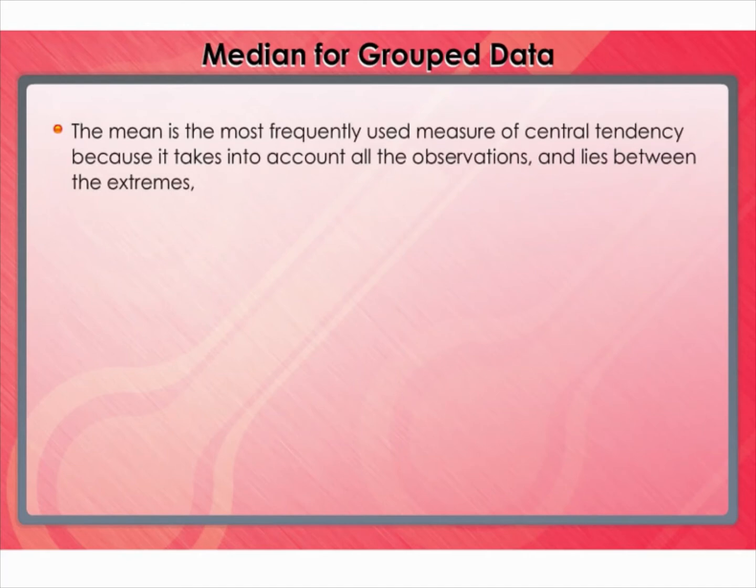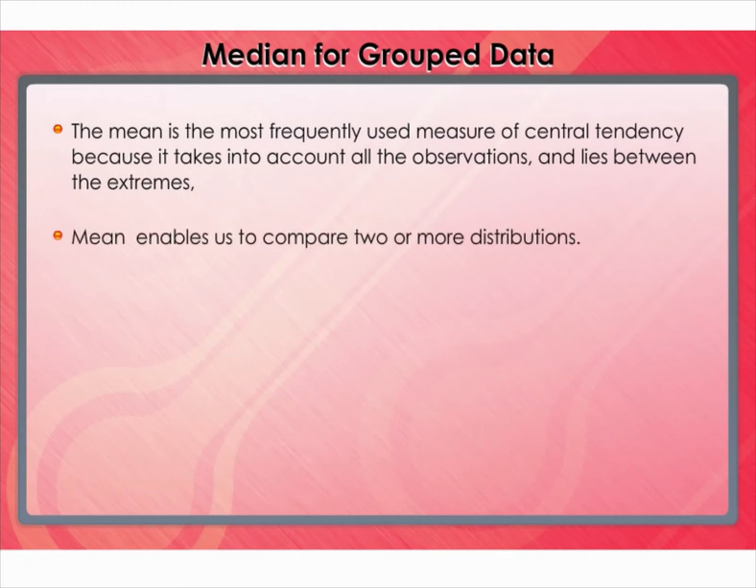Now that you have studied all the three measures of central tendency, let us discuss which measure would be the best suited for a particular requirement. The mean is the most frequently used measure of central tendency because it takes into account all the observations and lies between the extremes, that is, the largest and the smallest observations of the entire data. It also enables us to compare two or more distributions.